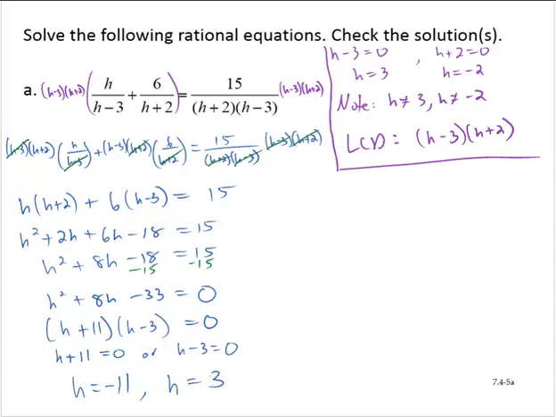So it looks like we've got two solutions of the equation that we need to check. Okay, but wait a second. Earlier we noted that h could not equal 3, so we can immediately exclude that solution. It's called an extraneous solution of the equation. We don't have to check it because we already know that if h equals 3, we get 0 in the denominator. So we only need to check h equals negative 11.